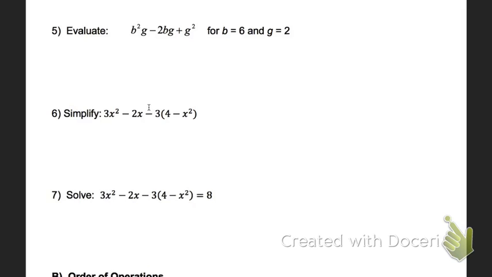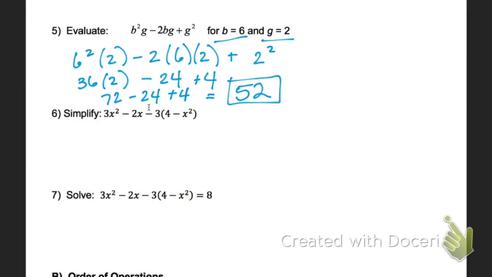So this section, like I said, is kind of all over the place, but I promise it all comes together in the end. So when I see the word evaluate, and then it gives me values for B and for G, what do you think I would need to do? Plug them in. So go ahead and do that. You do not need a calculator. You won't use a calculator very often in this class. And come to a final answer.